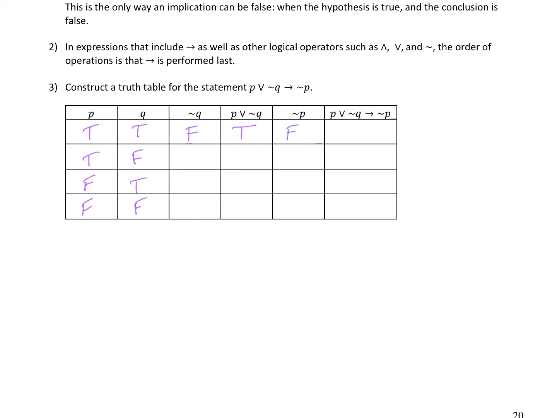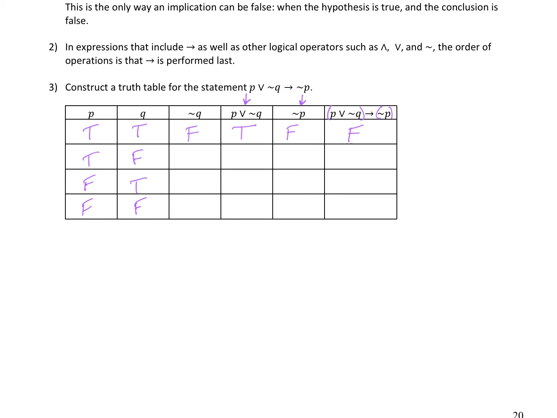And then finally, P or not Q implies not P. So I have this column, P or not Q is right here, and not P I have right here. And the only way that this can be false is if the if part is true, but the then part is false. So I have true, false, so this is false.